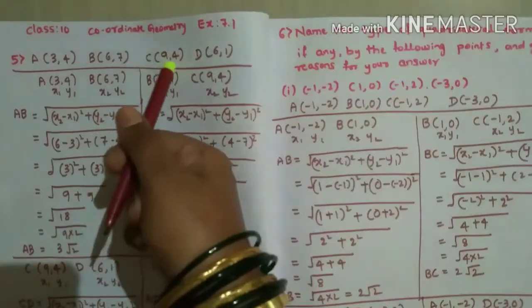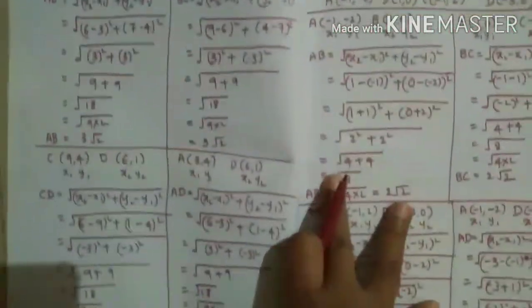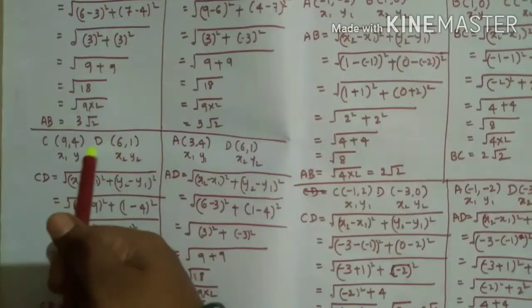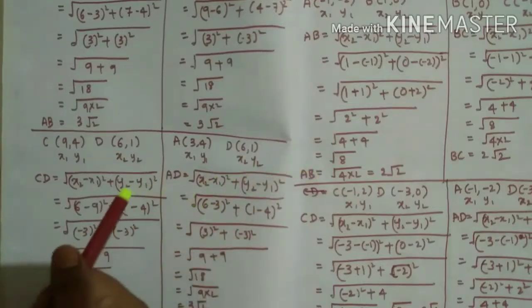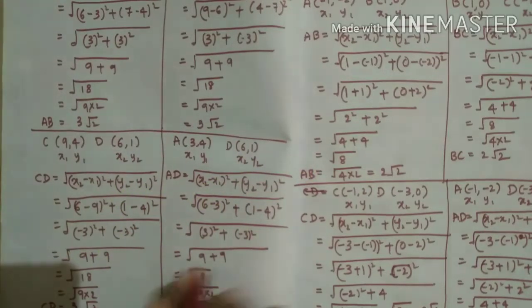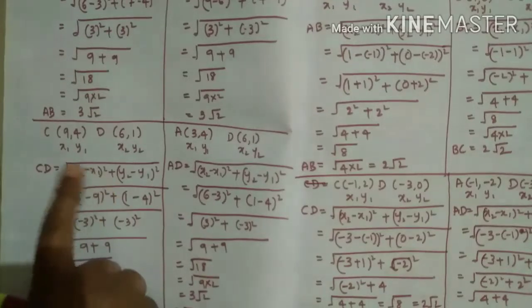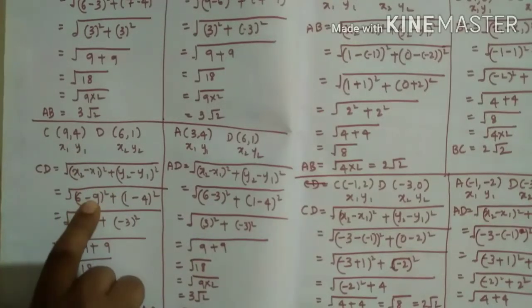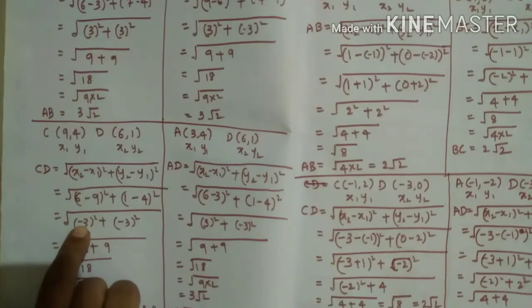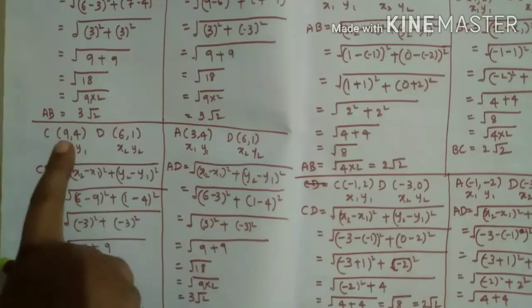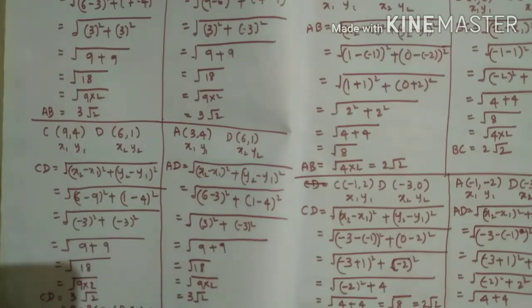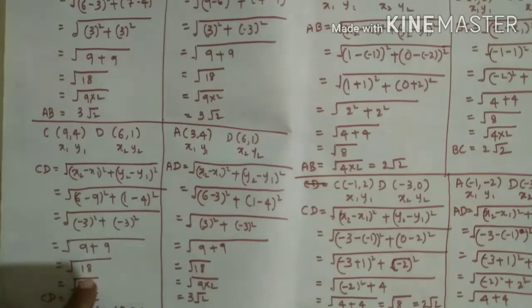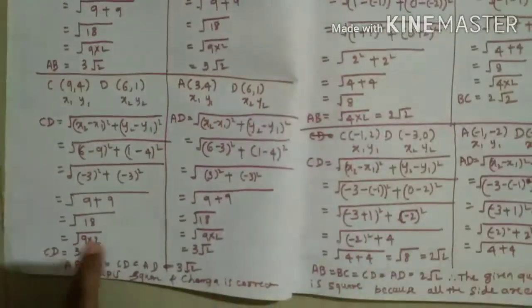Similarly, we have to find the distance between C and D. C I have taken as x1, y1, and D as x2, y2. x2 minus x1 whole square: x2 is 6 minus 9, you get minus 3. And y2 is 1 minus 4, here also you get minus 3. Minus 3 square will be plus 9 only, because minus 3 into minus 3 is plus 9, and 9 plus 9 is 18. Same thing, you get the answer 3 root 2.